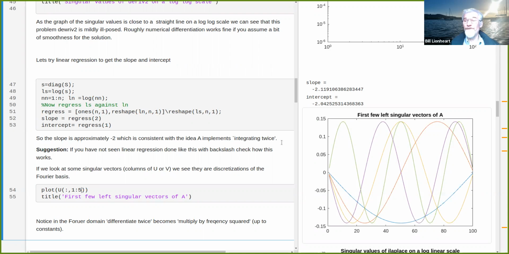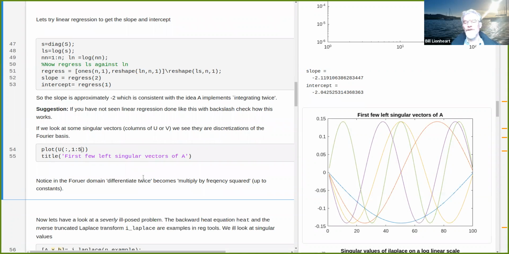Anyway, roughly, of course, we can do differentiation in frequency space by multiplying by i times frequency twice, up to some scale factor, depending on your definition of Fourier transform. And then integrating would be dividing by frequency squared. The frequencies are integers, so 1 over n squared, and that's the -2 that we see. So in a way, we didn't need the SVD. We could have just done it in terms of Fourier series.